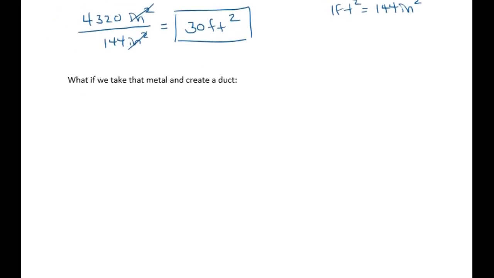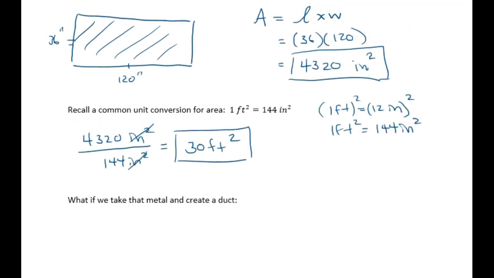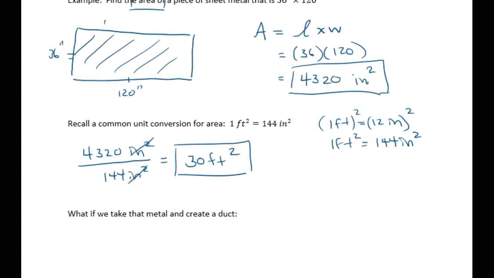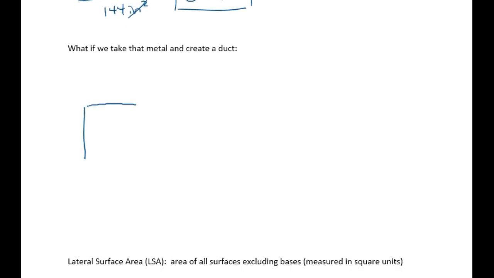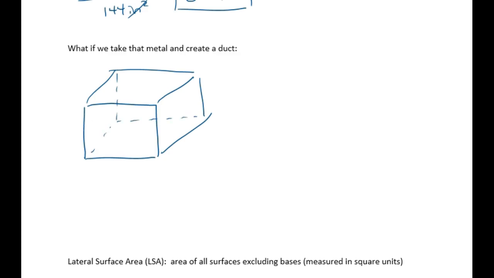we fold it up and create a duct from it? There are different ways, obviously, that we can do that. The way that I'm going to do it is I'm going to cut this 120 into 4 parts, so we're going to have 30 inches, and we're going to fold this ductwork together. So I'm going to take a two-dimensional shape and create a three-dimensional shape from it. So now we have a duct, a three-dimensional shape, and we've taken that sheet metal and folded it over.